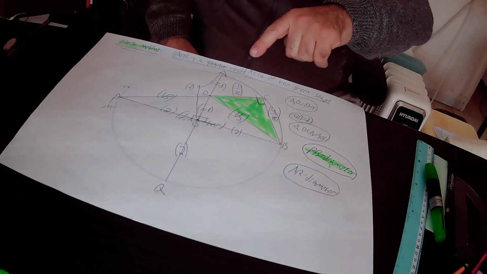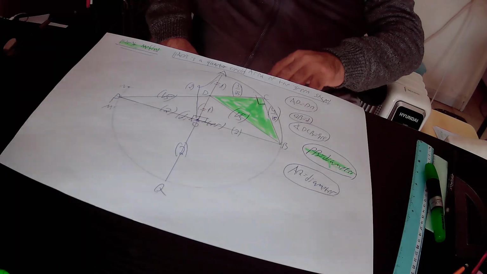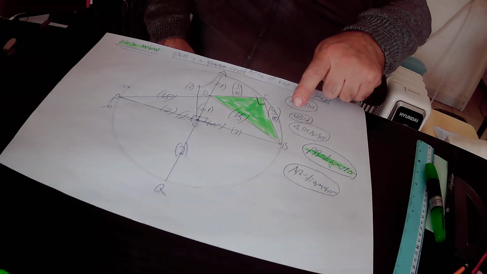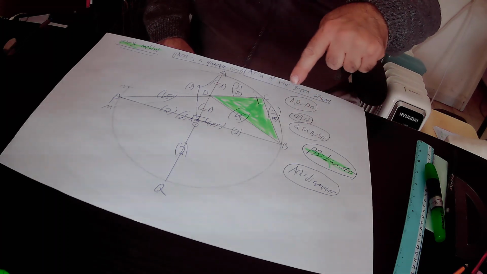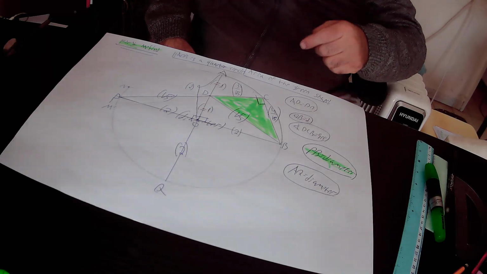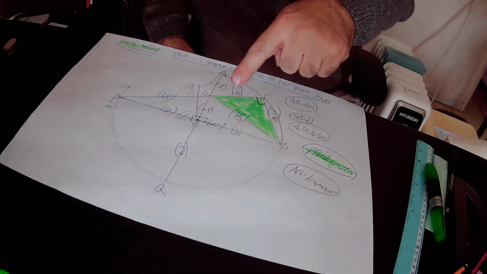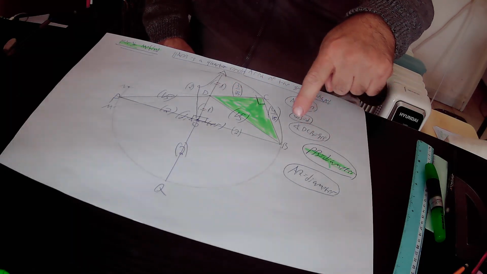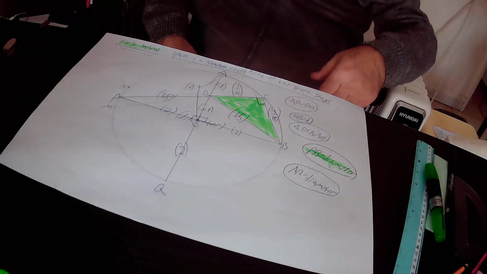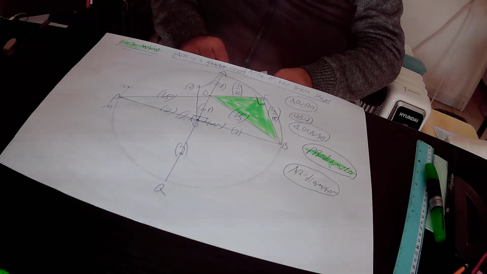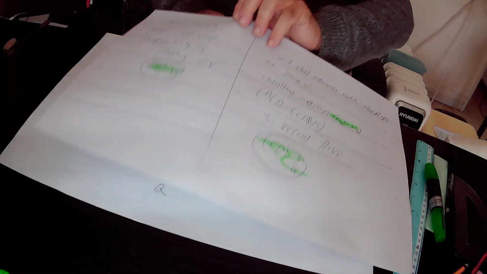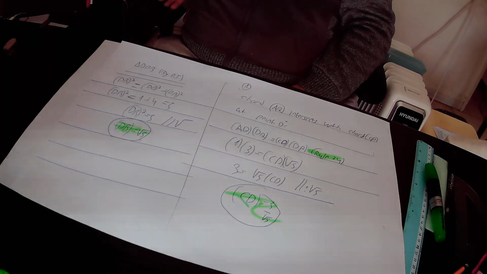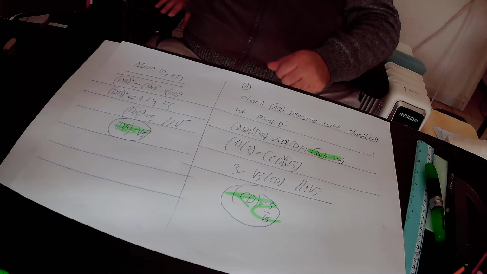In the next step, we implement the Pythagoras theorem on this right triangle DOB. According to the Pythagoras theorem, in this right triangle DOB, DB squared, that is the square of the hypotenuse, equals DO squared plus OB squared.